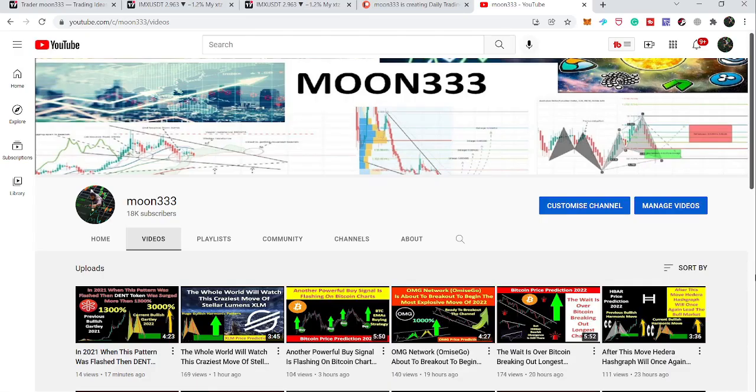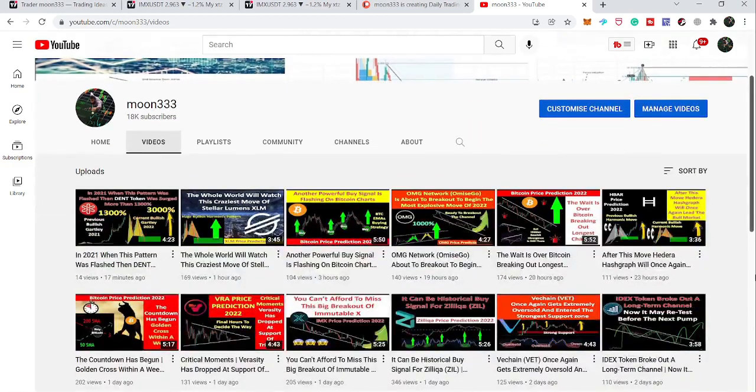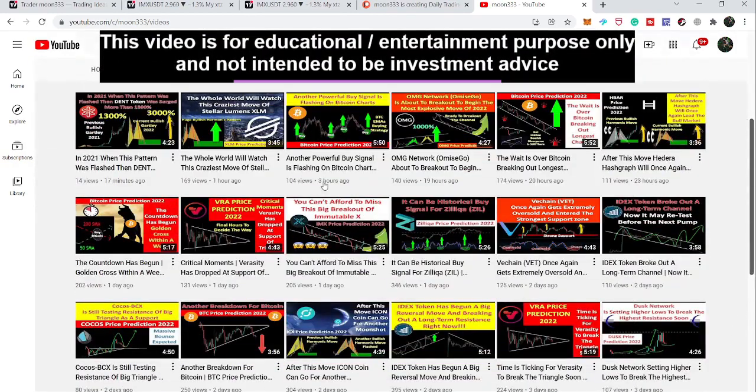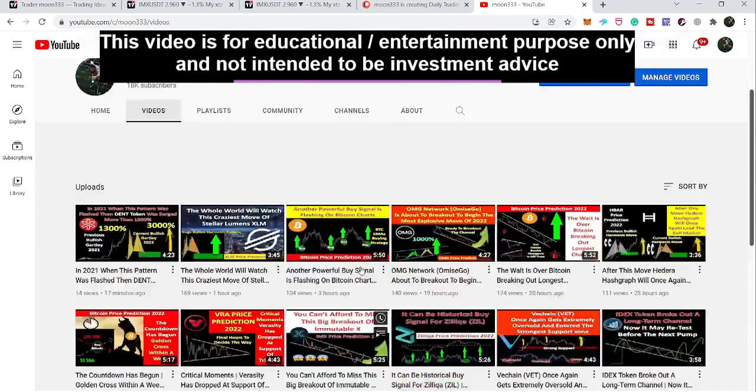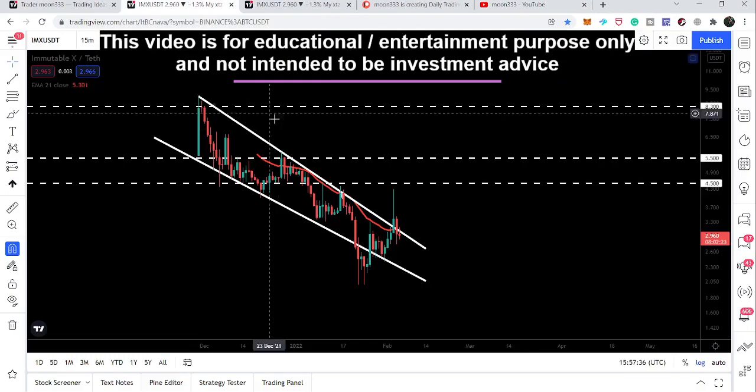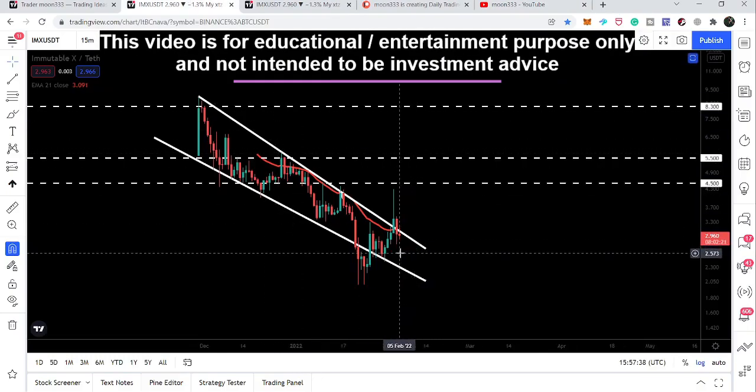Hope you're well and welcome to the new update on Immutable X. We were watching that the price line of Immutable X broke out the resistance, but right now it has re-entered the previous wedge pattern. And in today's video, we will analyze: are we going to break it out again, or are we going to test the support of this wedge?